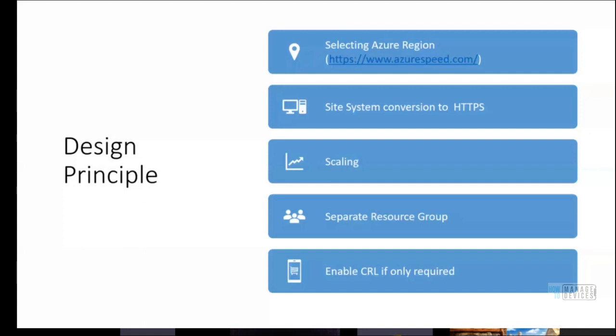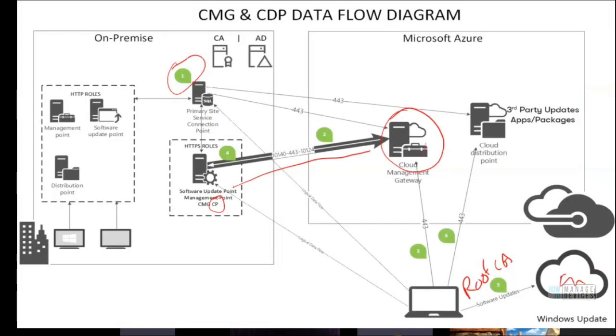But how does it receive the policies then? The policy it is getting from the HTTPS MP, which is on-prem. So the client makes a connection from here to the cloud management gateway. The request is redirected to the CMG connection point, and from the connection point, it is giving the details to the respective management point and software update point. Once it reaches the management point, it gets the policy back to the client machine. Okay, okay.